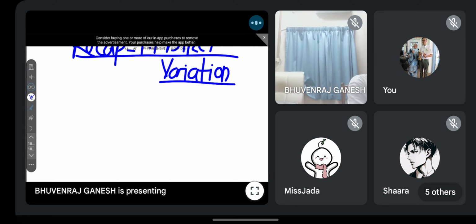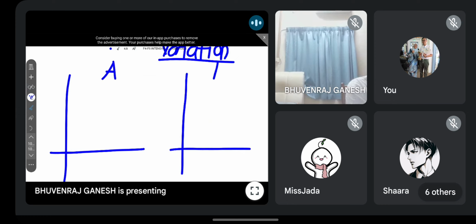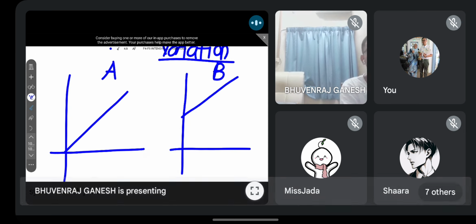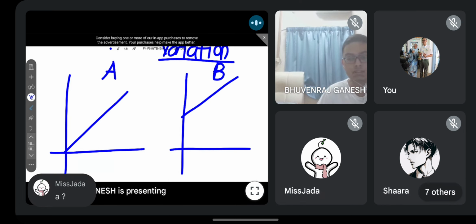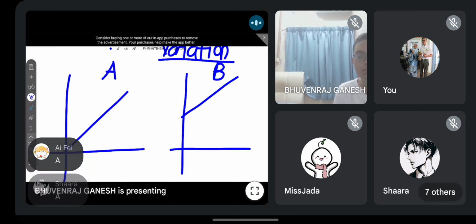Okay. First question I want to ask you is based on the graph. Okay, guys. The question is, antara A dan B, which graph shows direct variation? Graf mana menunjukkan ubahan langsung? Okay, sama the rest. Can you all comment? Recap now. Yang lain, mana jawapan? Which shows ubahan langsung? Direct variation graph, A or B?